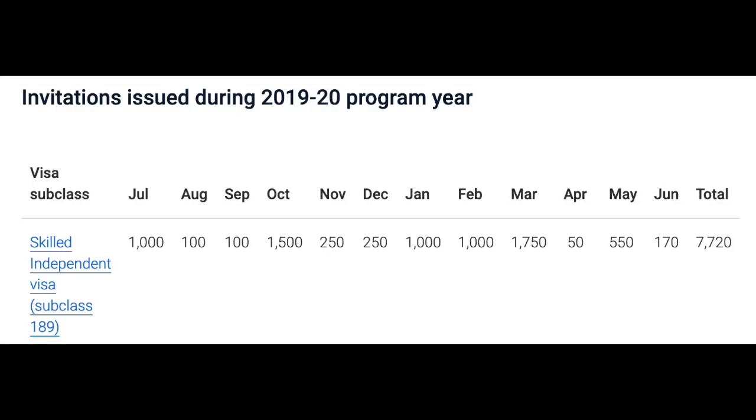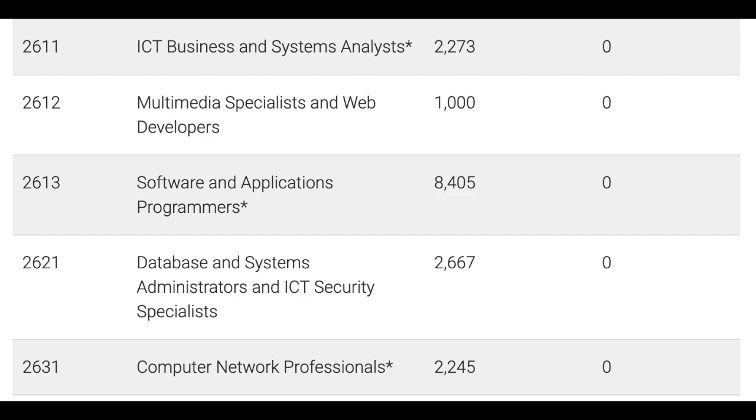If you see how many invitations you got in the last financial year, the total for 189 points tested was 7,720. Now, when you see an occupation ceiling for software and application programmers of 8,405, don't get confused and think that you might get up to 8,000 invitations for software and application programmers, because that's not what usually happens.